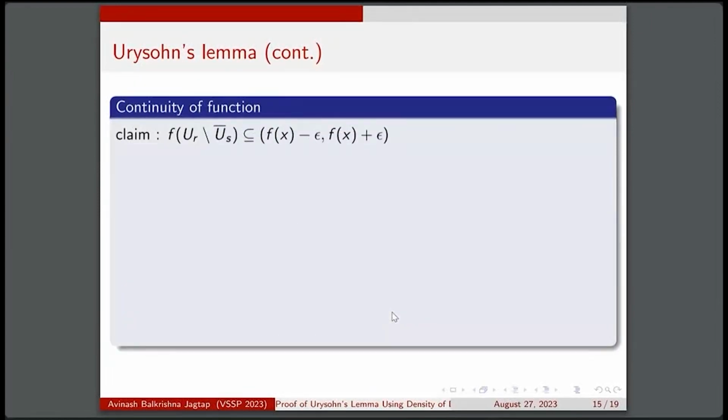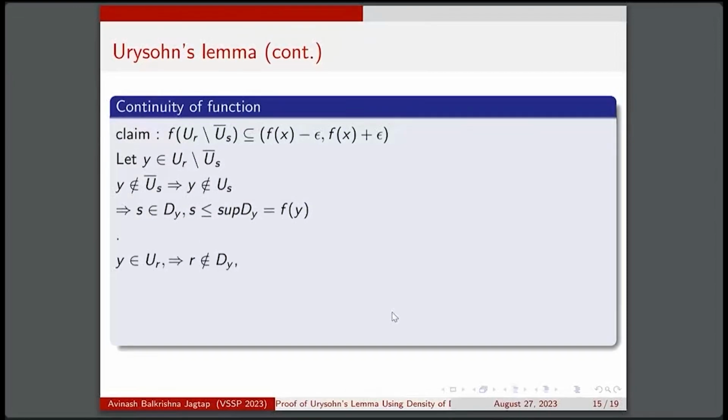Now, what we are claiming is that any element of U_r minus closure of U_s takes values between f(x) minus epsilon and f(x) plus epsilon. So let's take y belonging to U_r minus closure of U_s. Since y is not an element of closure of U_s, it is not in U_s. Hence s belongs to D_y, so s will be less than f(y). Now, y is an element of U_r, so r is not in D_y. Therefore f(y) will be less than or equal to r.